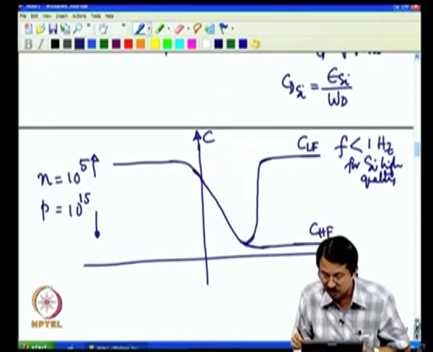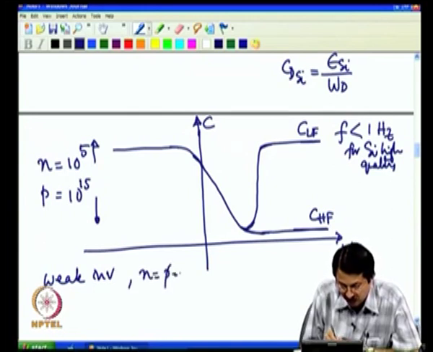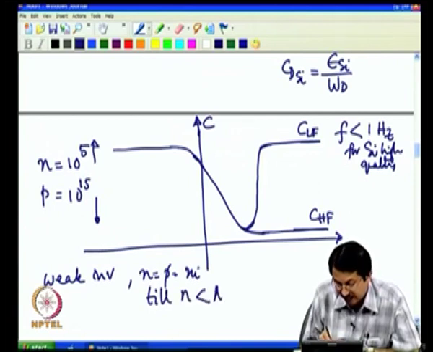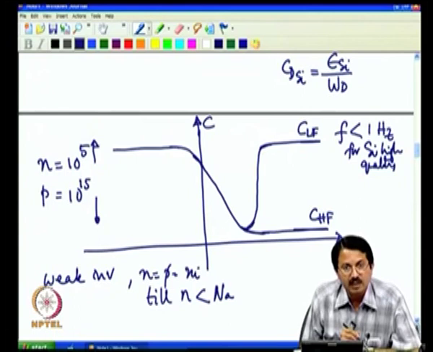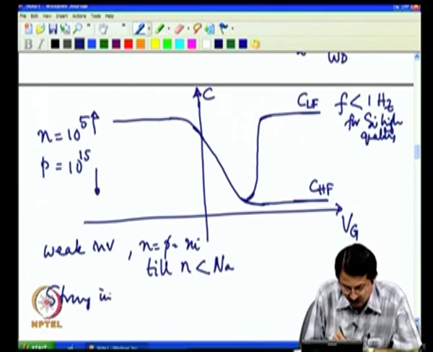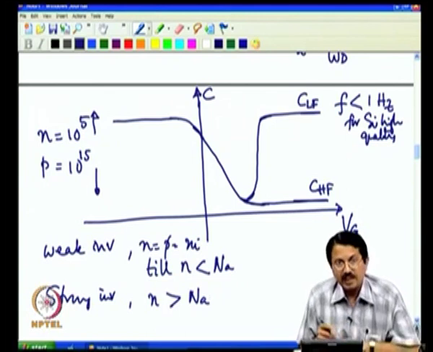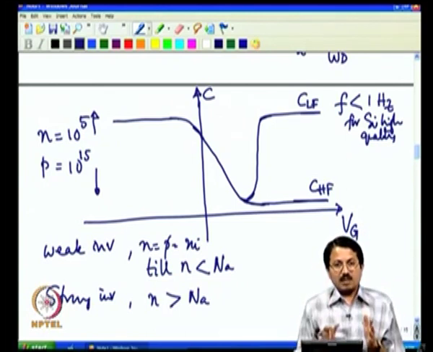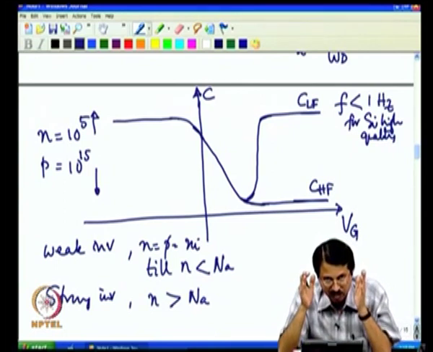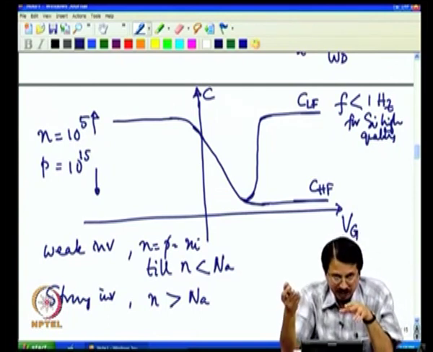So, the weak inversion is when n is equal to p is equal to ni, till n is less than Na. Na is your acceptor impurity concentration. Your strong inversion is n greater than Na. So, when I reach strong inversion, that is when I reach maximum depletion width, that is what is called WD max. That happens when my band bending is 2 times phi b. Phi b is the initial bulk potential that I had to begin with.